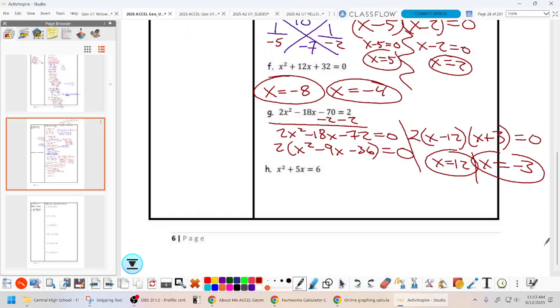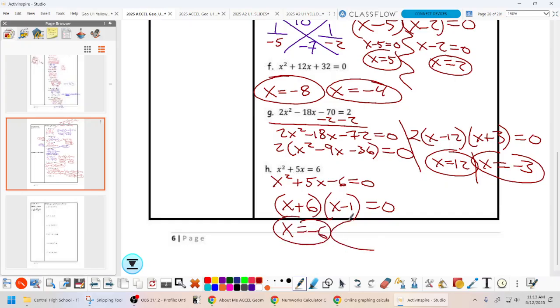You guys picked this up really fast, didn't you? You feel pretty good about it today? Okay, and then this one, your factor job is x. We have to set it equal to 0. I better show that. Alright, and then notice this is going to be negative 6 and positive 1. So, how'd you do overall?